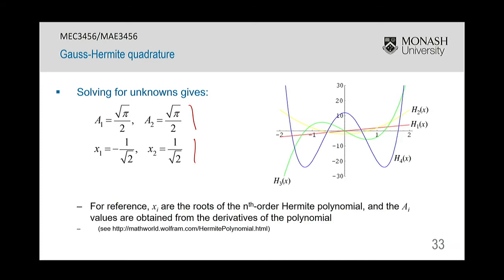And again, for reference, the xi are the roots of the nth order Hermite polynomial. Again, a polynomial that comes out of physics and the real world. And the ai, the weights, are obtained from derivatives of these polynomials. So for n is equal to 2, which is the case that we're looking at here, the yellow polynomial has roots here and here, so plus and minus 1 on root 2.